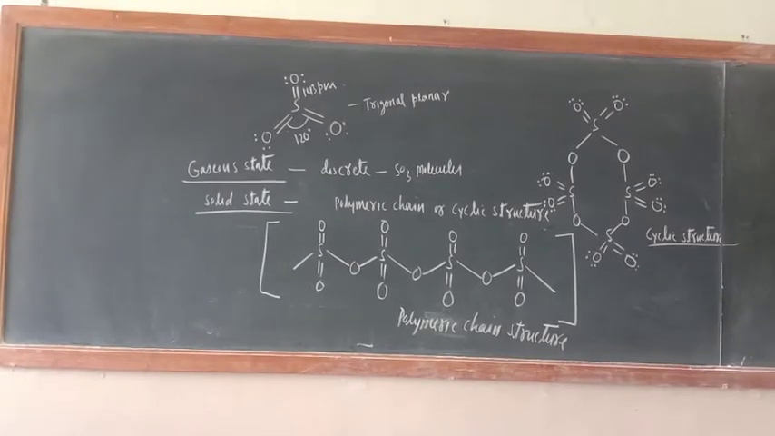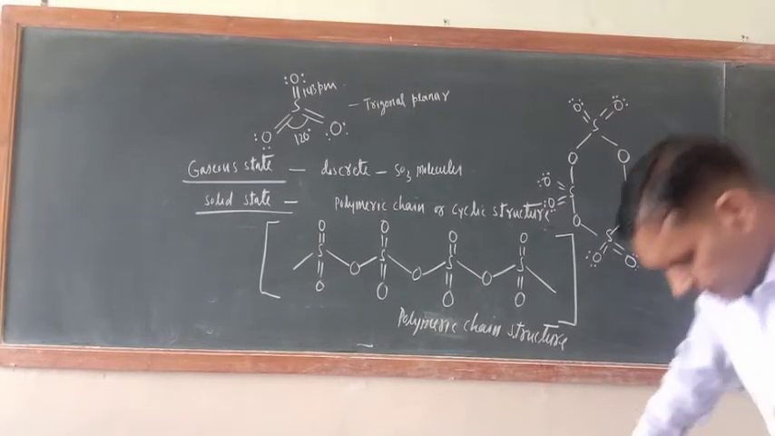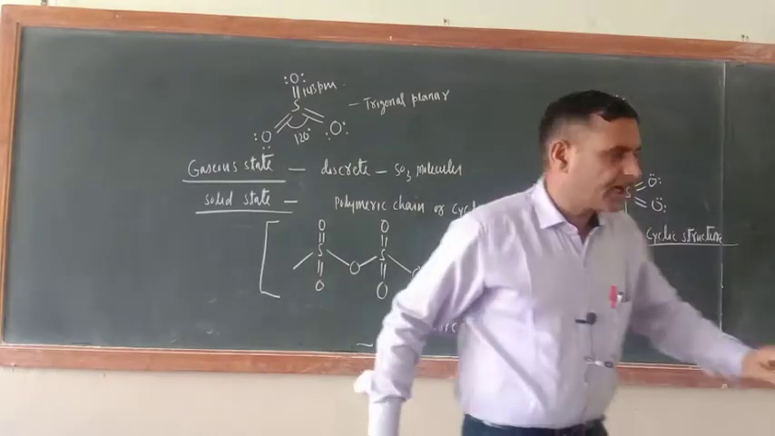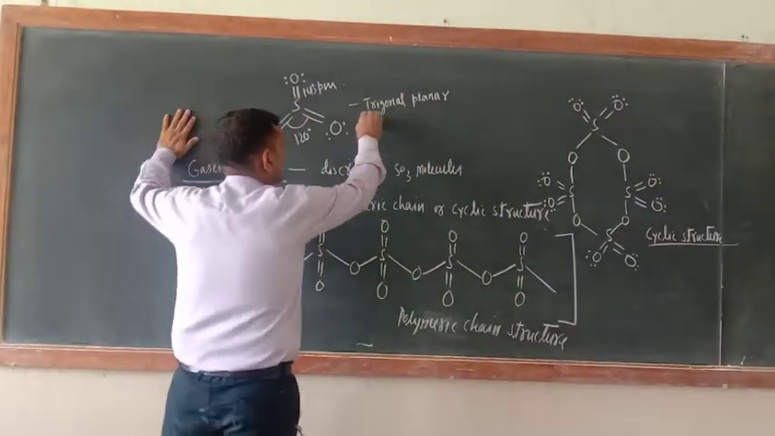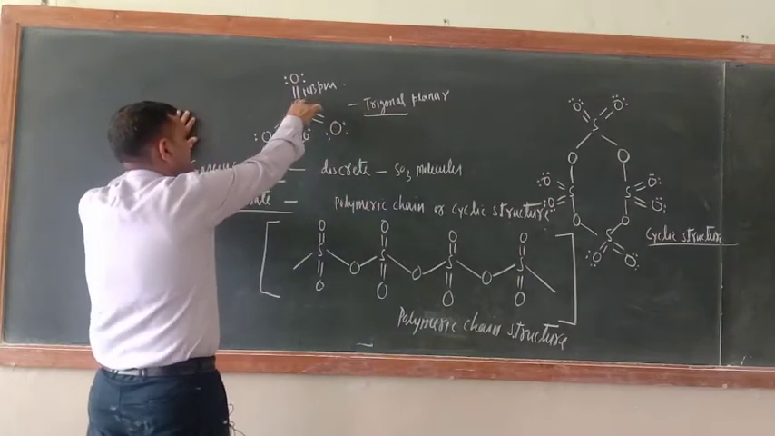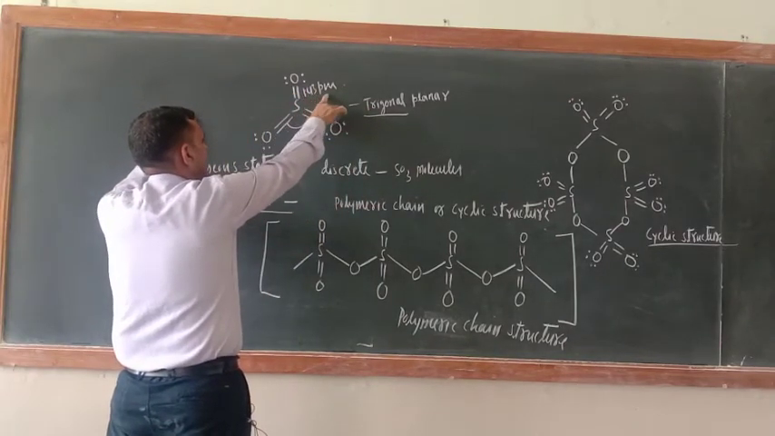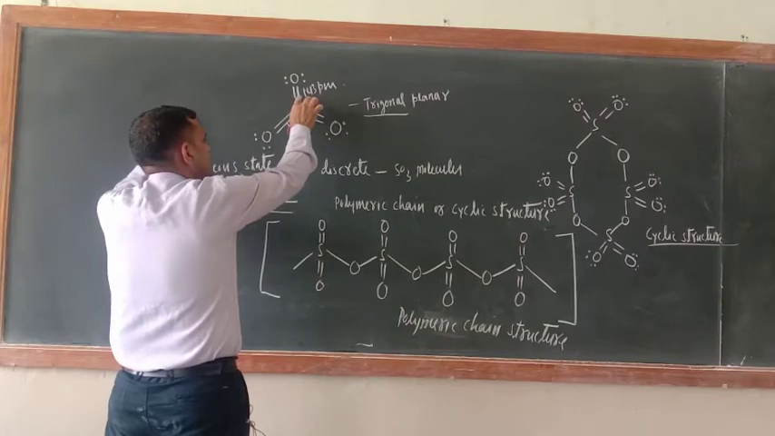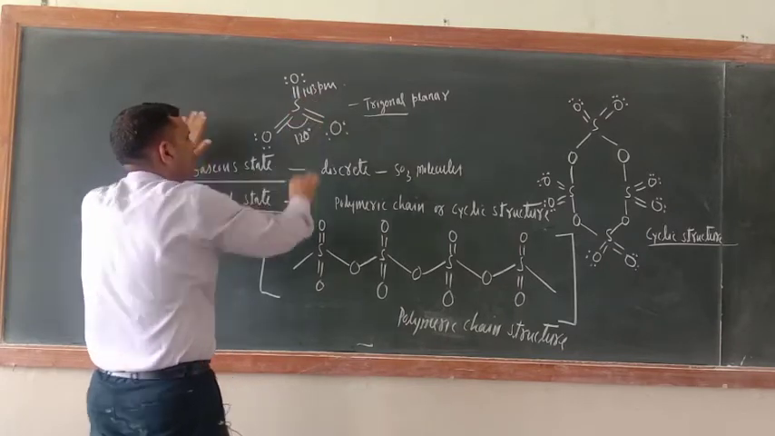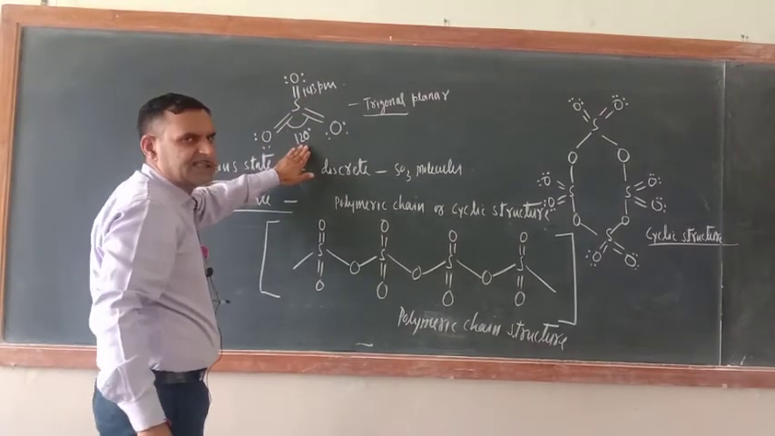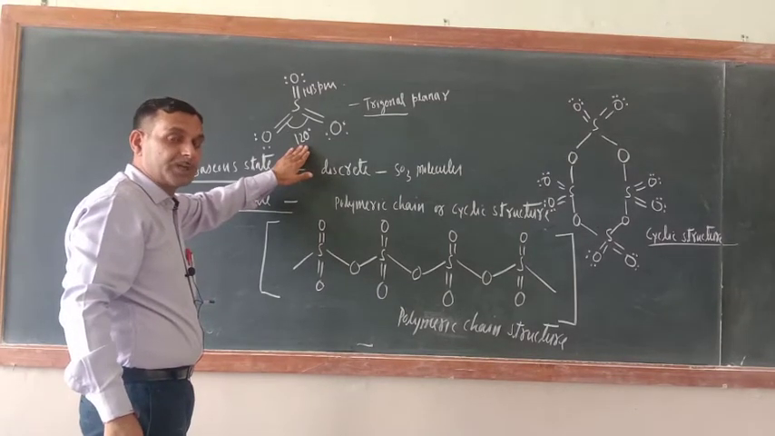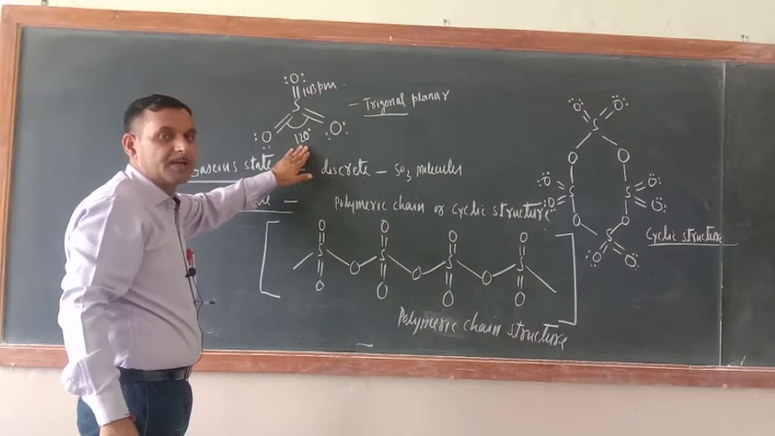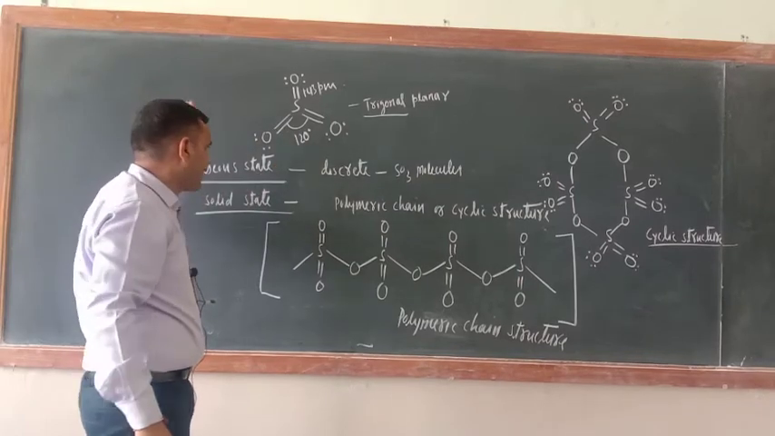So ultimately we came to the conclusion that SO3 has a trigonal planar structure. What kind of structure? Trigonal planar structure. Bond length is 143 picometer. Since sulfur does not have any lone pair, its bond angle is 120 degrees. There is no reduction. In case of SO2, there is a reduction of 0.5 due to lone pair bond pair repulsion.